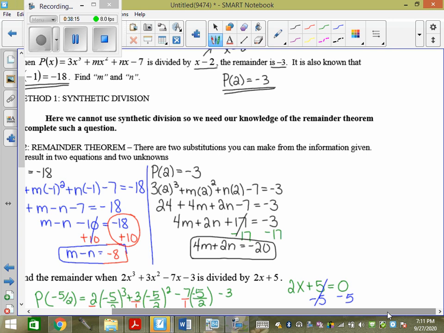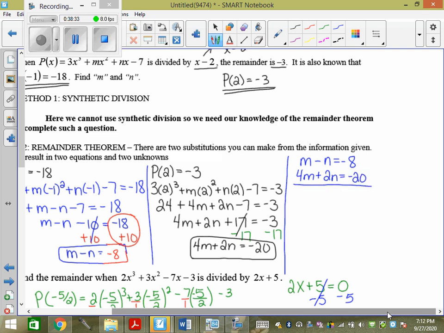So we get m minus n equals negative 8. 4m plus 2n equals negative 20. And here's where we go back to grade 10. Elimination. So we stack them on top of each other. m minus n equals negative 8. 4m plus 2n equals negative 20.